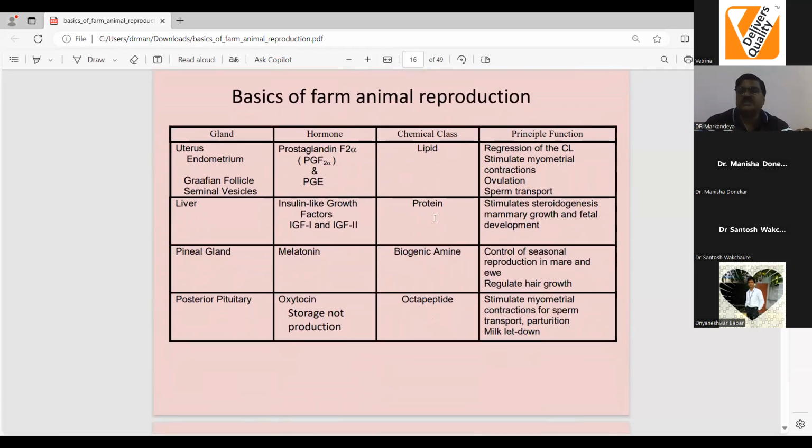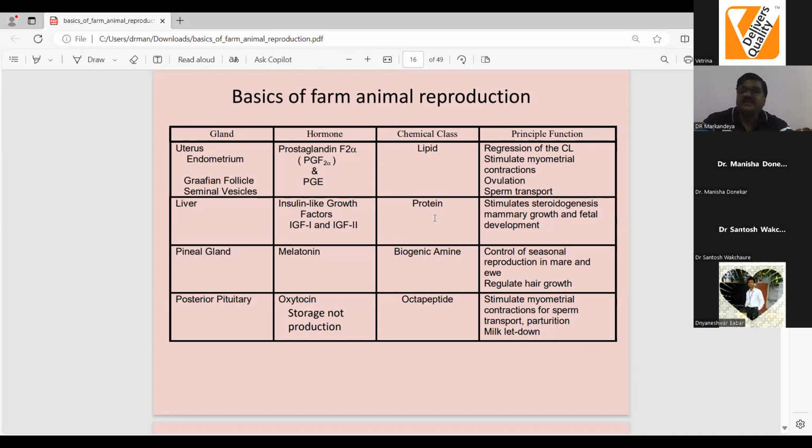Yes, uterus. Local hormones are there. Neurotransmitters, we call them prostaglandin. Very important one. And this is the local hormone. Prostaglandins are secreted by healthy endometrium. Only healthy endometrium secretes prostaglandin. This is the underlining sentence.